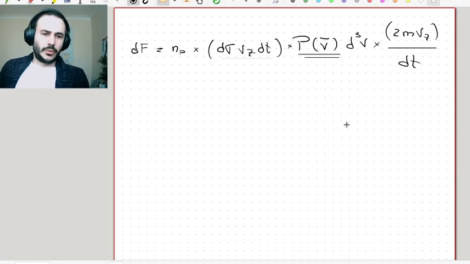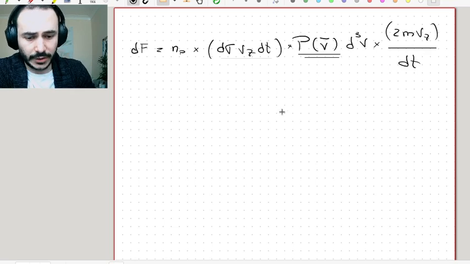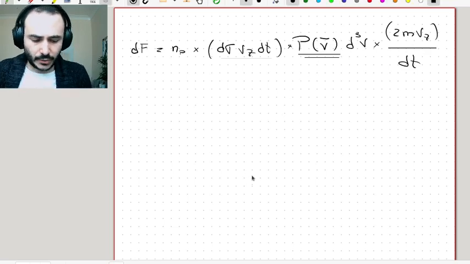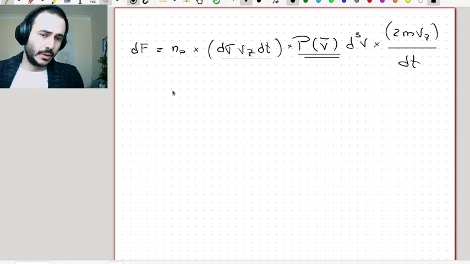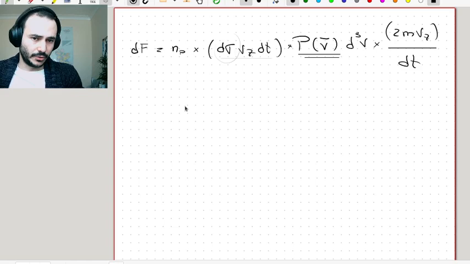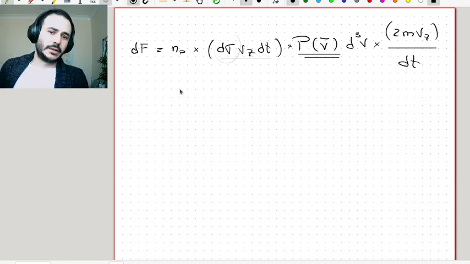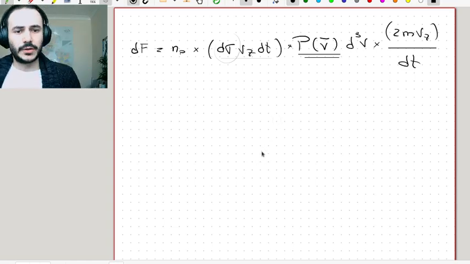Our problem was we have the walls of the container and we want to know what is the total momentum that is being transferred per unit time by all the particles that are colliding with the wall in an infinitesimal time interval dt. And we are looking specifically at a differential surface element of this wall of area d sigma.